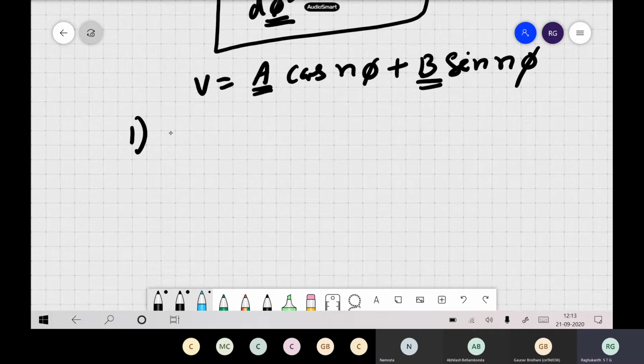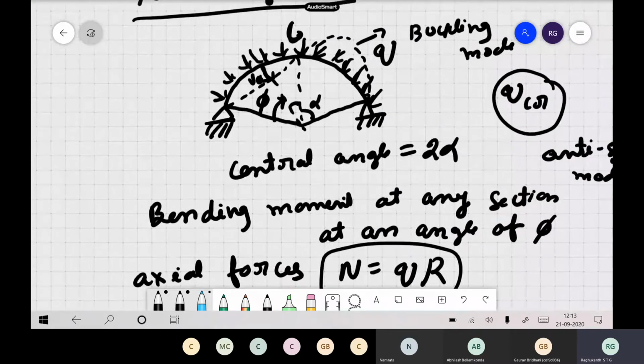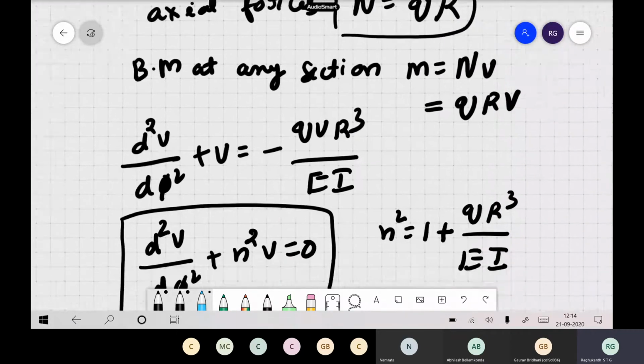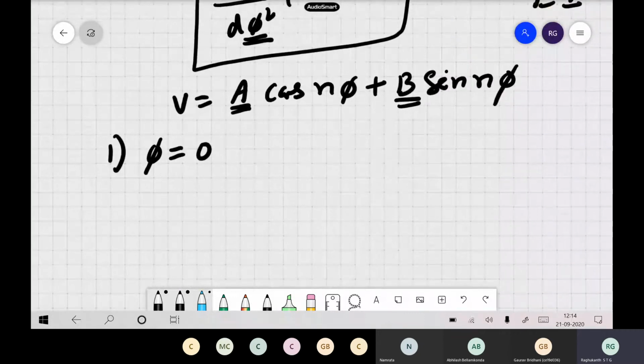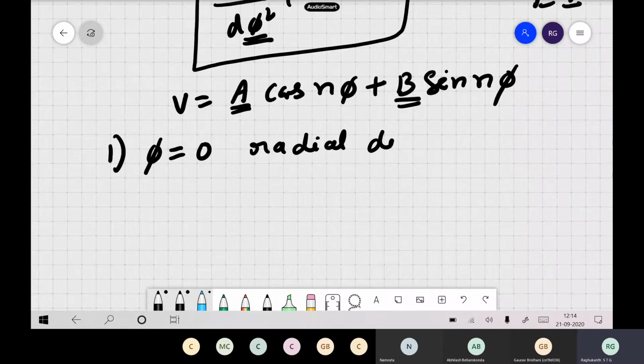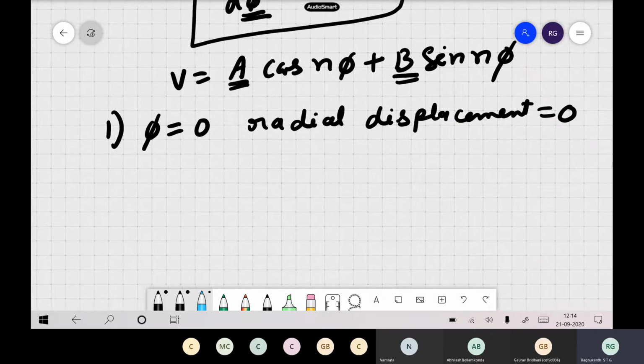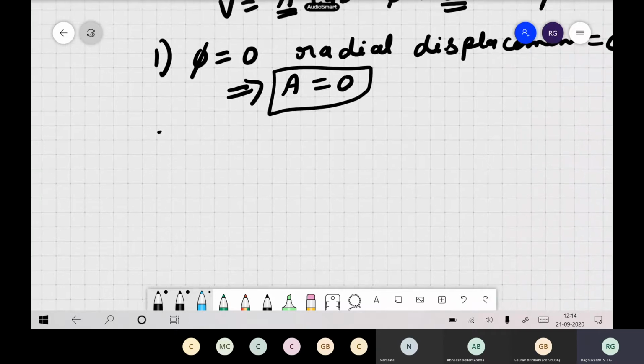So we use our boundary condition, that is when phi is equal to 0, which means essentially at the support. Now at the support, what is the boundary condition here? The radial displacement has to be 0 itself. So v is equal to 0 at phi equal to 0. If you substitute in this equation, a automatically turns out to be 0. Now for the other boundary condition, because here we are not interested in finding a and b, we want to find out the buckling load here.